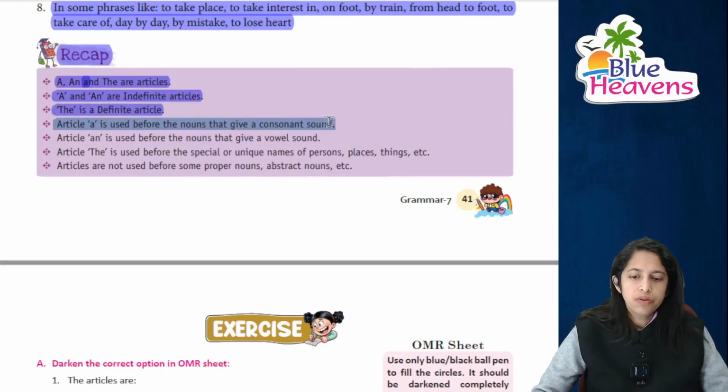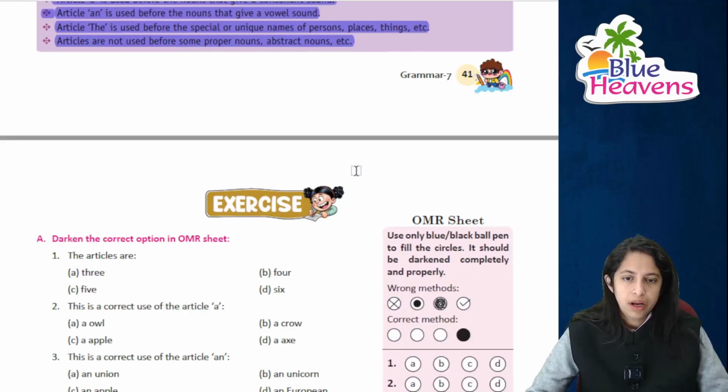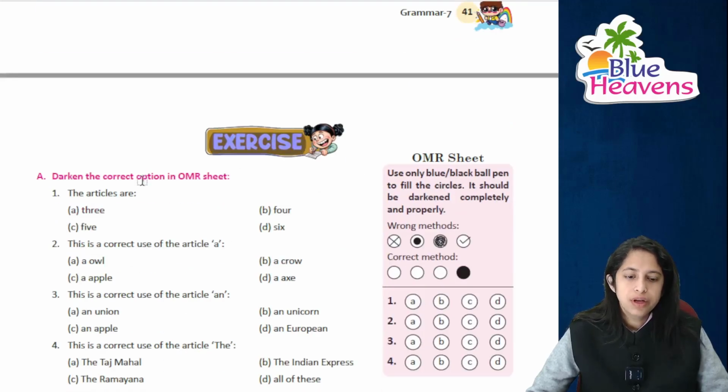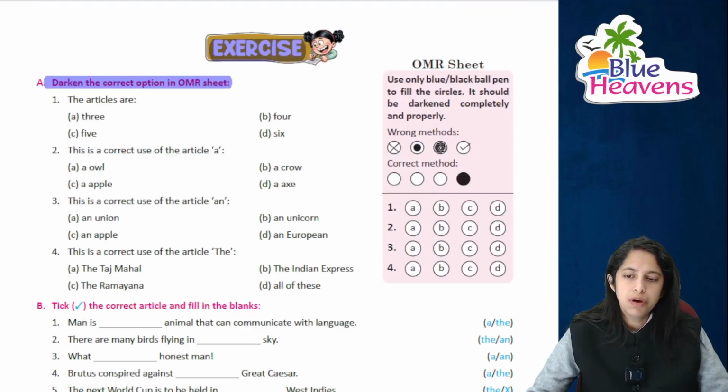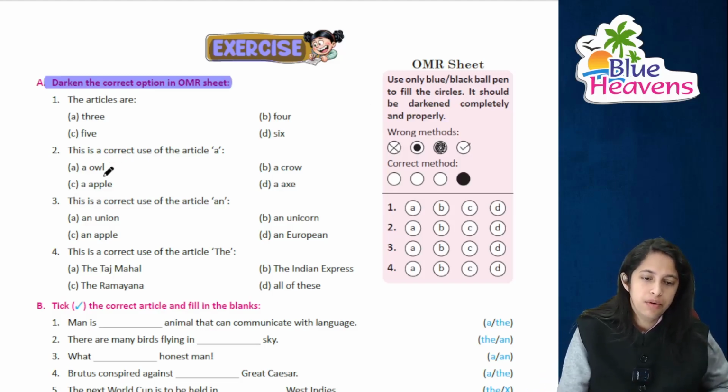Article a is used before a noun that begins with a consonant sound. Article an is used before a noun that begins with a vowel sound. Article the is used before a unique person, place, animal or thing, and articles are not used before proper nouns, abstract nouns, etc., right? Now moving on to the exercise, first we'll complete this OMR sheet. Articles are dash types. Articles are of three types, right?